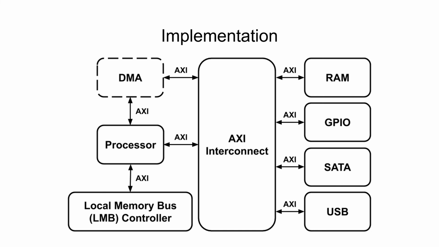Let's take a look at what our final implementation looks like with the processing system, memory, and I/O. We have a soft-core processor which connects to a local memory bus controller. The local memory bus controller provides the processor a memory space with instructions and data that are immediately accessible and can be continuously fed to the processing system's pipeline. This piece provides the functionality of a cache on a modern CPU.